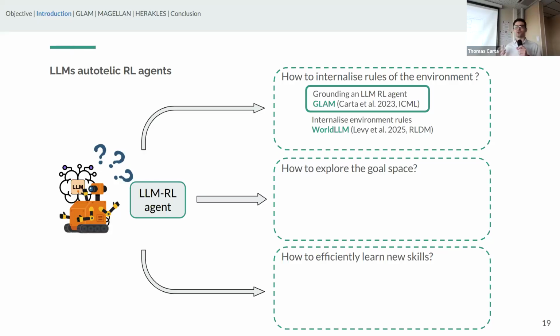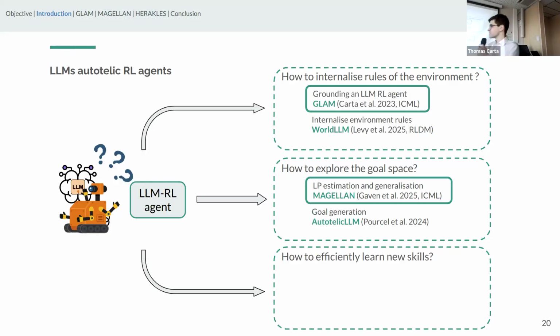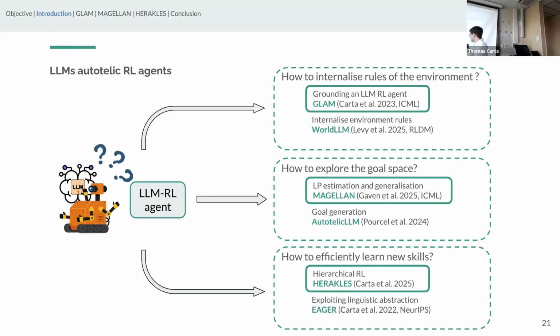A second question is how to explore the goal space. And I studied this question first in the work called Magellan, in which we use an LLM to estimate the learning progress of the agents and also generalize this estimation. And another work is Autotelic LLM, in which the LLM is used to do some goal generation. Finally, the last question is how to efficiently learn new skills. We developed this question in a hierarchical framework, where I use a hierarchical framework coupled with an LLM to efficiently learn new skills. Another work that I did is exploiting linguistic abstraction in EAGER to foster the efficient learning of skills.